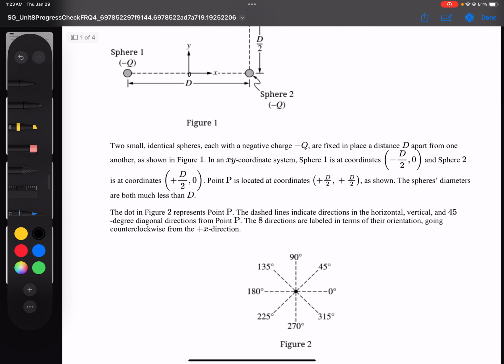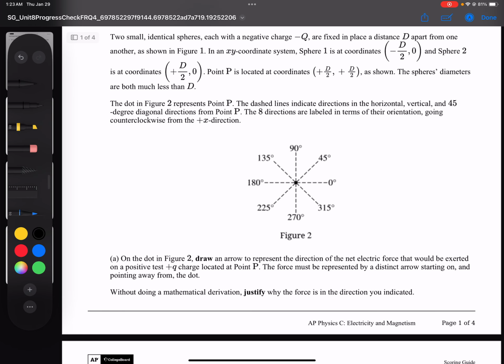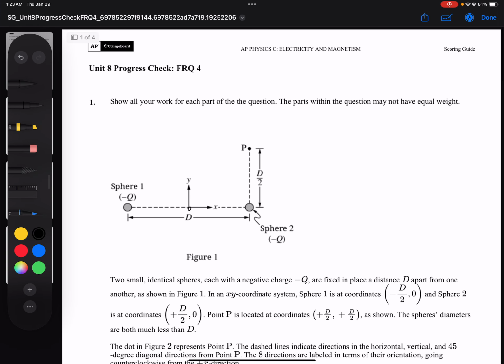Sphere 1's at this. All right, we get the idea. So we need to draw an arrow representing the direction of the net electric force that would be exerted on a positive test charge Q located at point P. Let's look at it. I put a positive charge here, and this sphere is negative, so it's going to attract. Opposites attract. So here I'm going to have a large force being pulled into this sphere. And then this sphere, look how much further away this sphere is from point P.